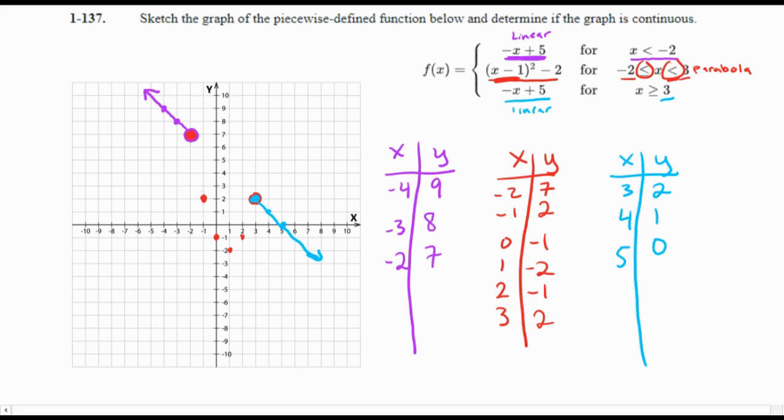Now, what I should notice is that if I connect all my points here, this is a continuous function because there are no points where I would have to lift up my pencil to draw this function here. So I have a point right here, and then it comes down, back up. That point is filled in. At no point do I have any open circles, so continuous function.